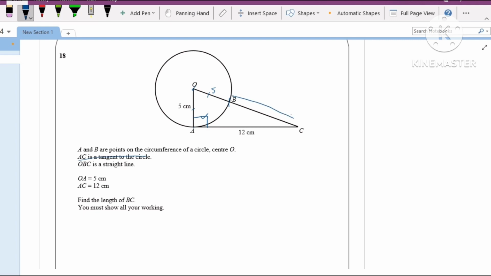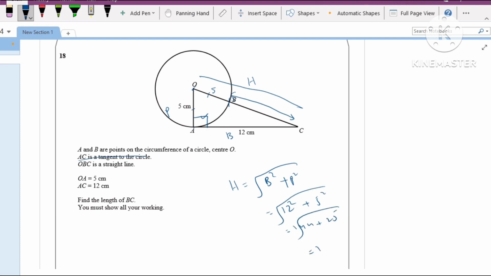Because this is a right angle triangle, we can use the Pythagoras theorem. This is basically the complete one. This is the hypotenuse, this is the base, this is the perpendicular, and we're looking for the hypotenuse. So it is the square root of base square plus perpendicular square. Base is 12 square plus 5 square, and square root. 144 plus 25, square root of 169, that is 13, and it is only plus because it's a length, so it can't be negative. So this total length is 13.